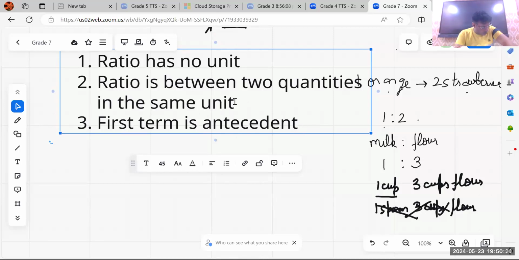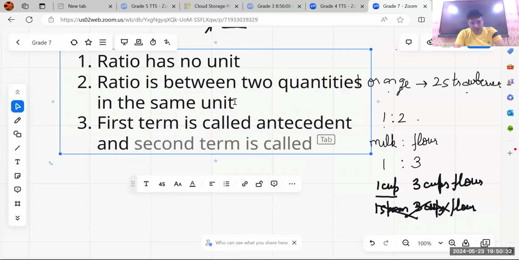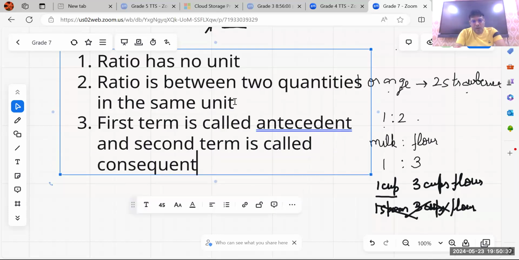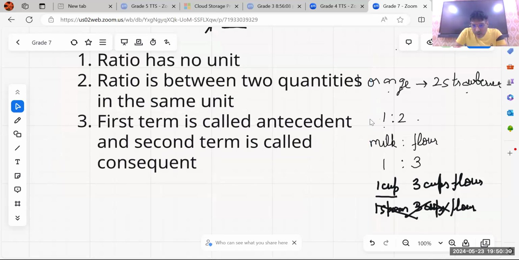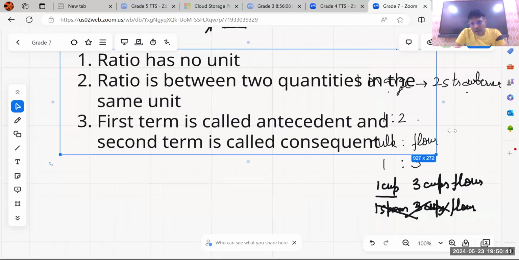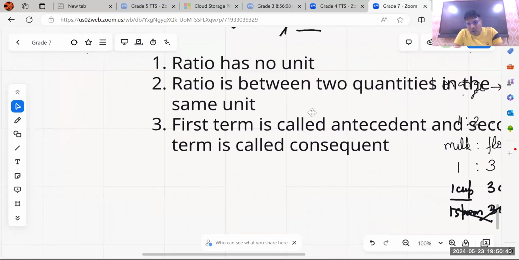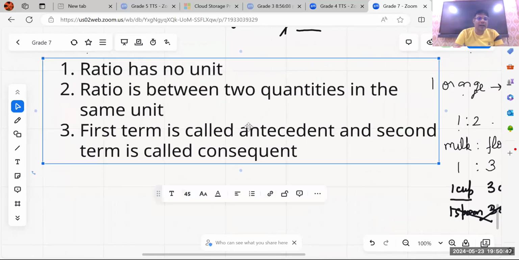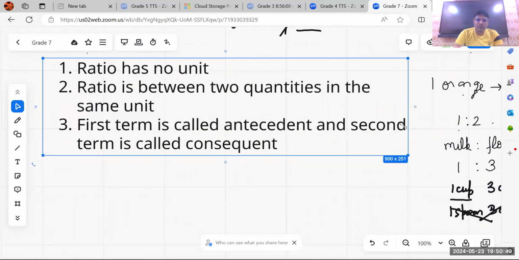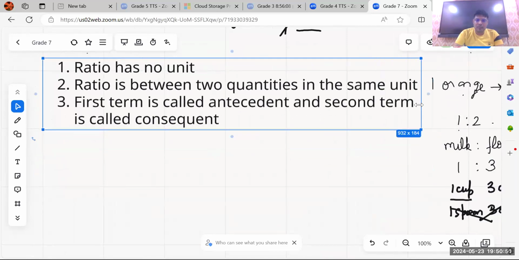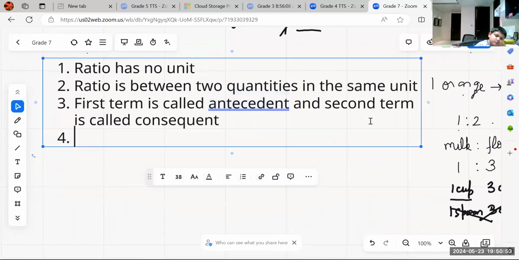So the first term is called antecedent, and the second term is called consequent. The way to remember is A comes before C. So the first term will be called antecedent and the second term will be called consequent. Got it, guys? Any problem? No, sir. Next.